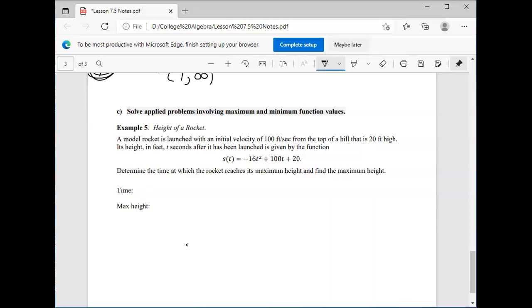So it says determine the time at which the rocket reaches its maximum height and find the maximum height. Okay, just draw yourself a little picture. You don't need the whole graph here. If you're looking for the maximum height, what is that? What is another word we call this point up here at the top?